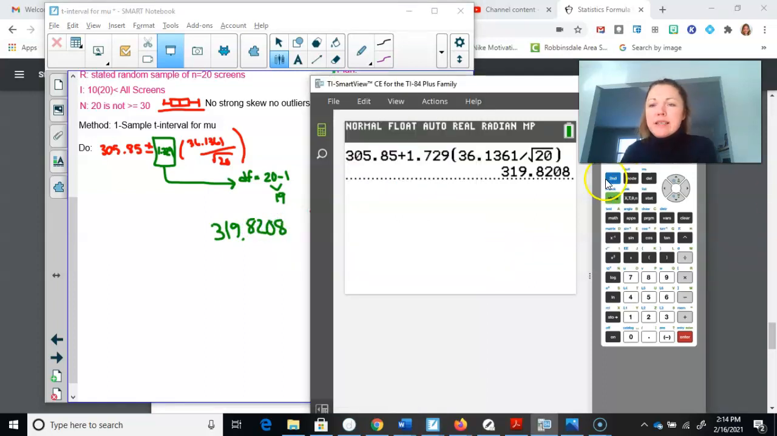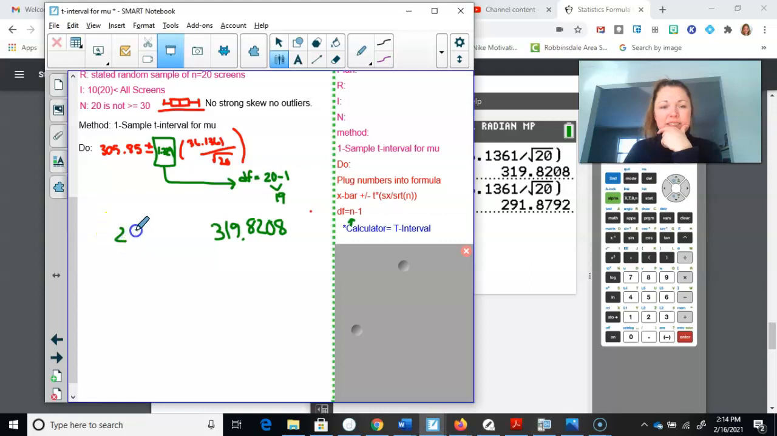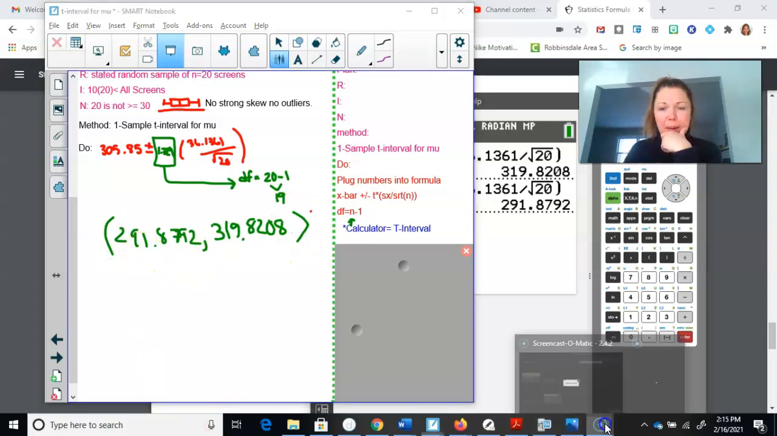And then what I'm going to do, guys, is hit second enter, which is really nice. What that does is it takes my previous input and redoes it for me. I'm going to hit minus, and I get 291.8792, excuse me. And there's my lower bound and there's my upper bound.